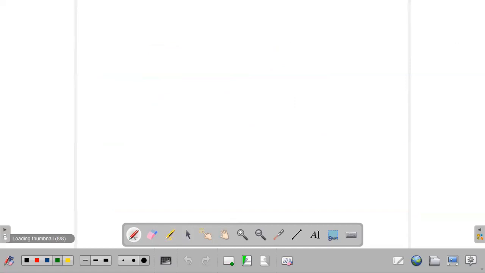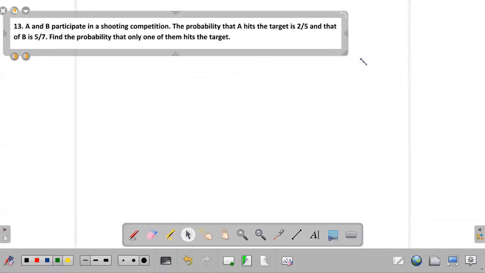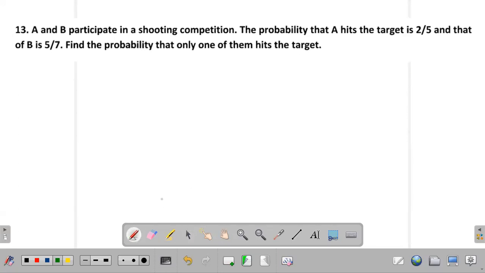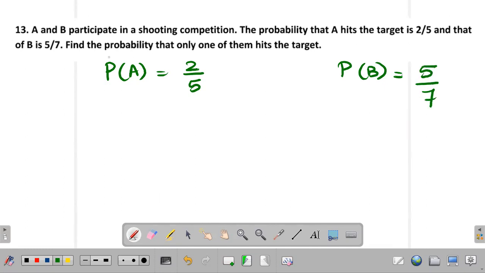Let us now consider another one. Look at this. The 13th question. A and B participate in a shooting competition. Probability that A hits the target, I will call it P of A. What is it given? 2 by 5. Probability that B hits the target, how much is it? 5 by 7. The question is, find the probability that only one of them hits the target. That's the question. So can you tell me what is the probability that A will not hit the target?